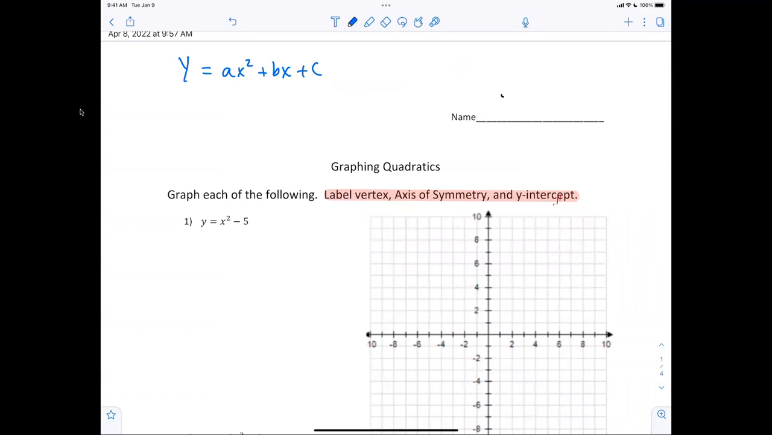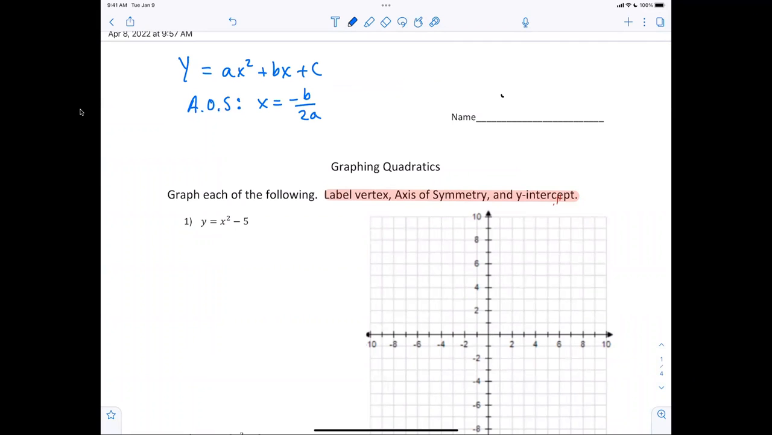Then I want you to make yourself a note, which I already told you yesterday: the axis of symmetry is always x equals negative b over 2a. That is always the axis of symmetry.